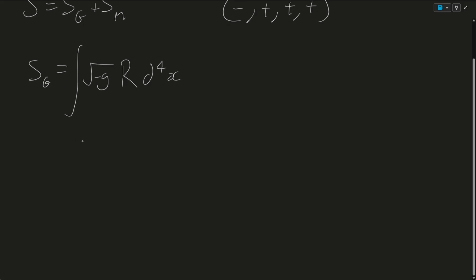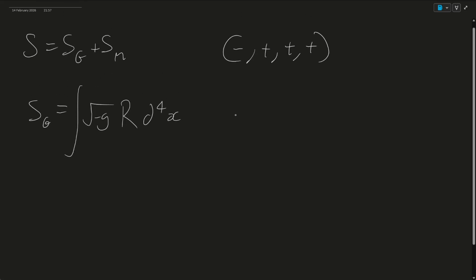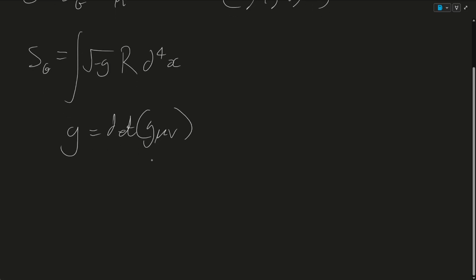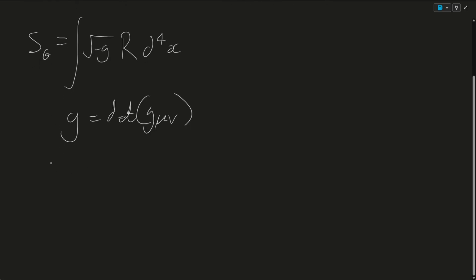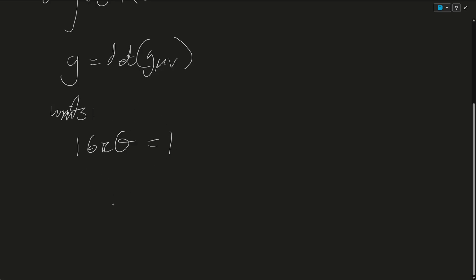And what is G here? G is the determinant of the metric tensor, G sub mu nu. So I can write that. And we'll choose units so that 16 pi times the gravitational constant is equal to 1. And we'll deal with constants at the end.